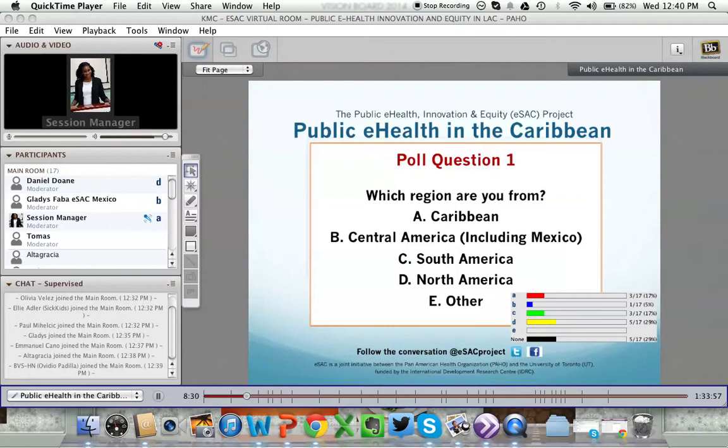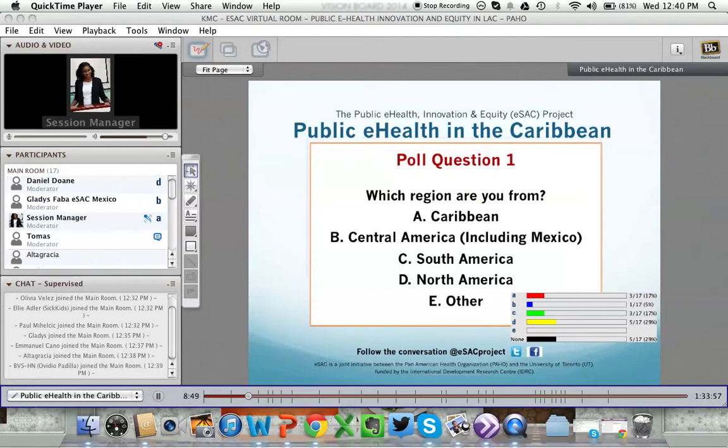And actually, I would just like to recognize the CARPHA, the Caribbean Public Health Agency lab, which is about 6 persons. So we would have had another 6 representing the Caribbean as well. But welcome to all, and thank you for being here this morning.